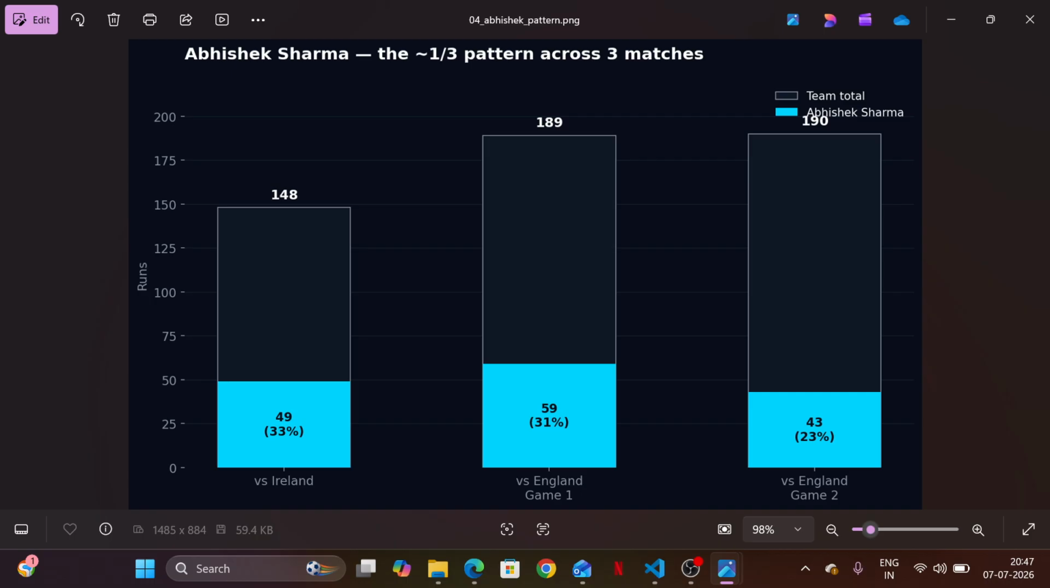Now the first T20 got abandoned, as we all know, due to rain. So there has not been much talk about that match. But still, I have prepared some insights and some points which I think I should share with you.